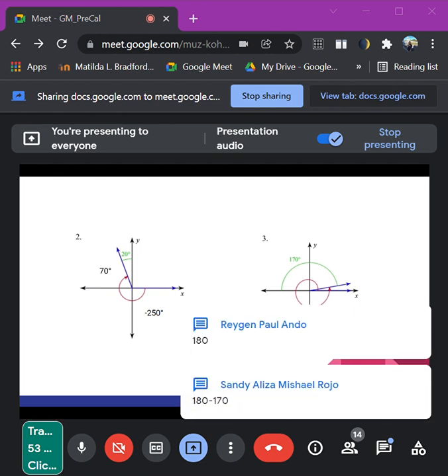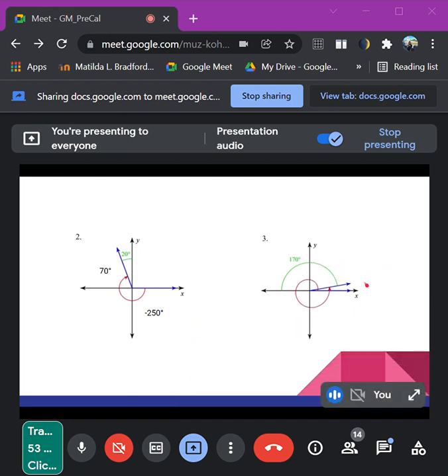Okay, 180 minus 170. Very good. Now subtract this, 180 minus 170, class. It measures 10 degrees. Right? That is 10 degrees.